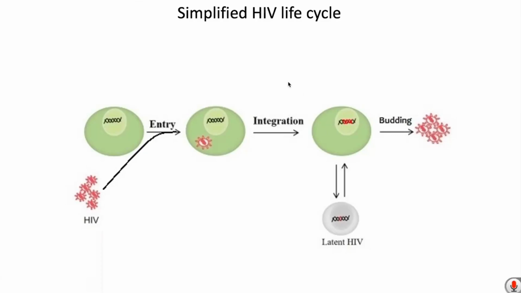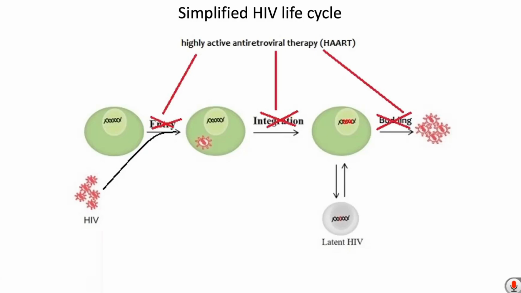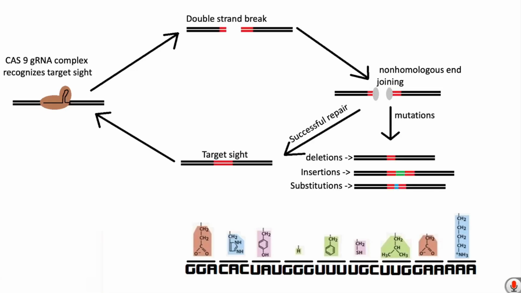The main problem with HIV is that it integrates its genome into yours. Current antiviral treatments can suppress pretty much every stage of its life cycle, but the one thing the current treatments cannot do is remove the HIV genome from yours. The idea is to use CRISPR to do this, but there's a few problems.